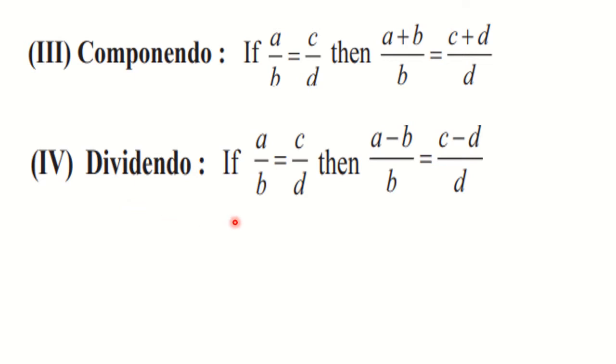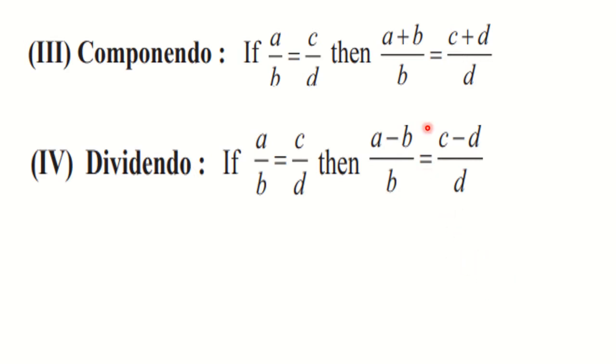Next is dividendo. Dividendo stands for subtraction. So you will find that there is only a difference of sign here. Here you have a minus sign. If A upon B is equal to C upon D, then A minus B upon B is equal to C minus D upon D. This is called dividendo. Dividendo stands for subtraction here. Subtracting the denominator from the numerator, in the numerator.